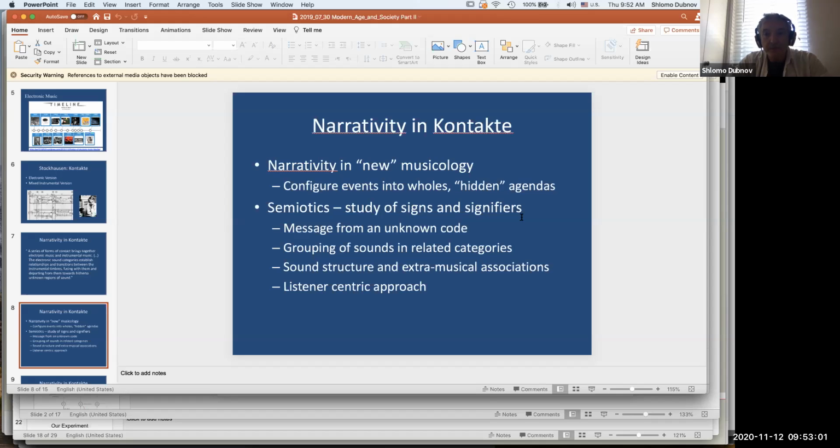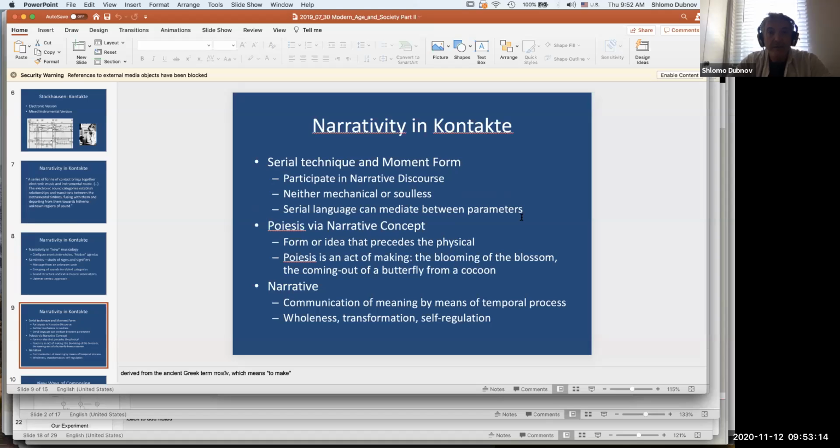Can we have some kind of groups of sounds that relate to events and that signify something, which could be very abstract? The idea is that you create these small segments, small forms. And I'll talk a little bit about the serial techniques and poiesis as a narrative concept after we listen.